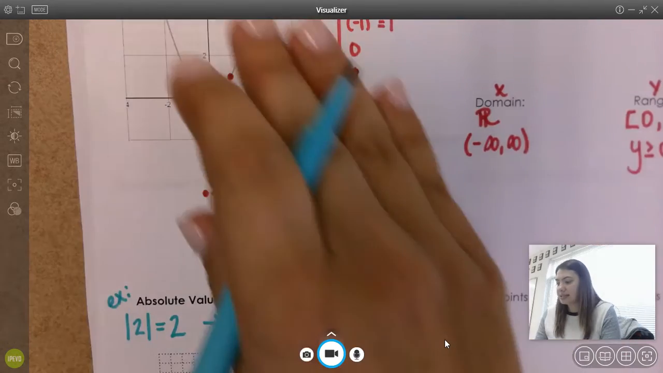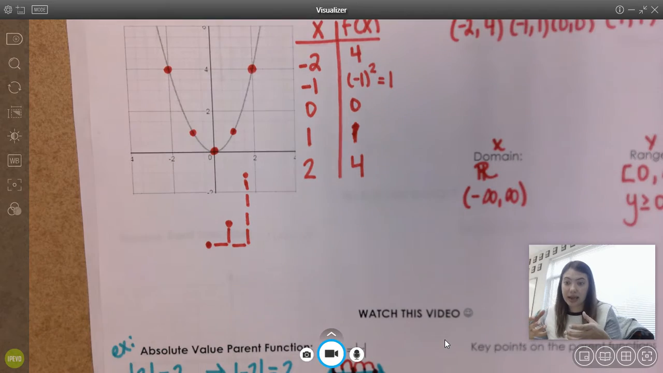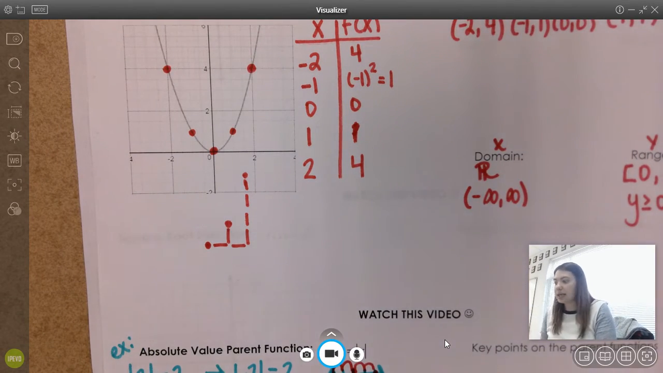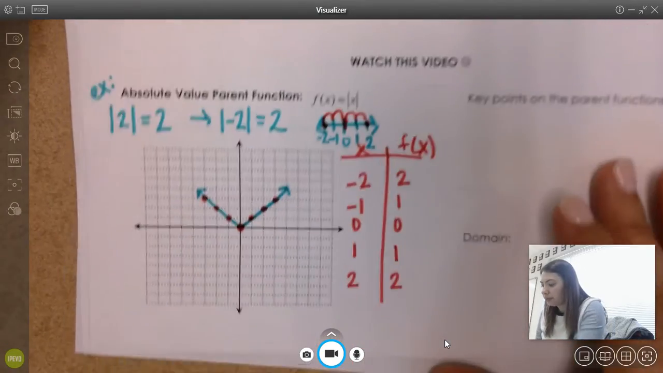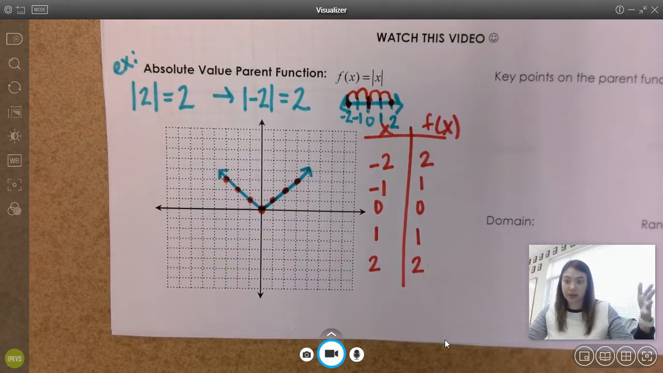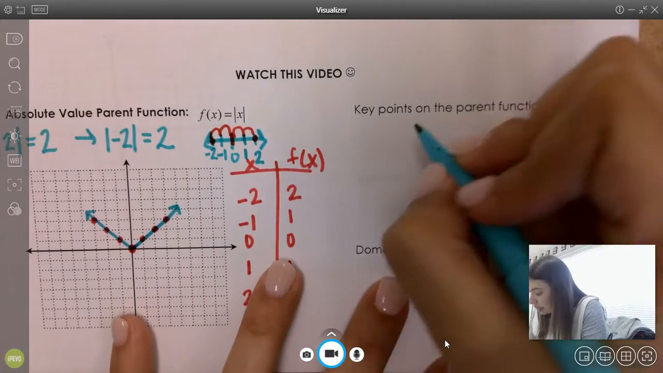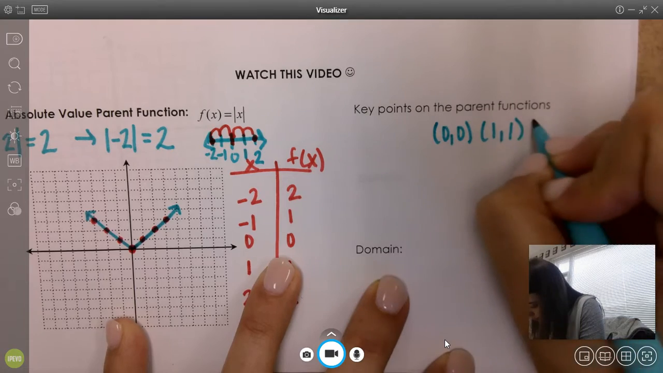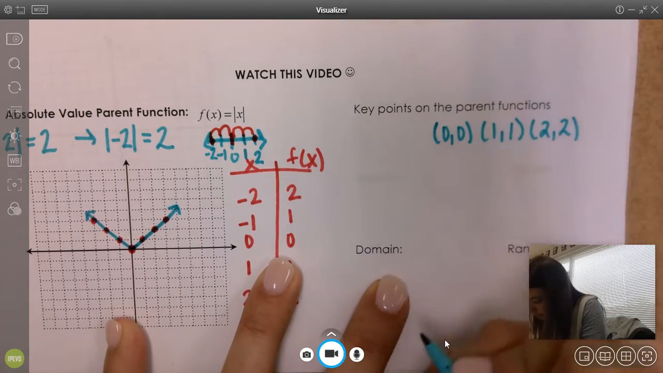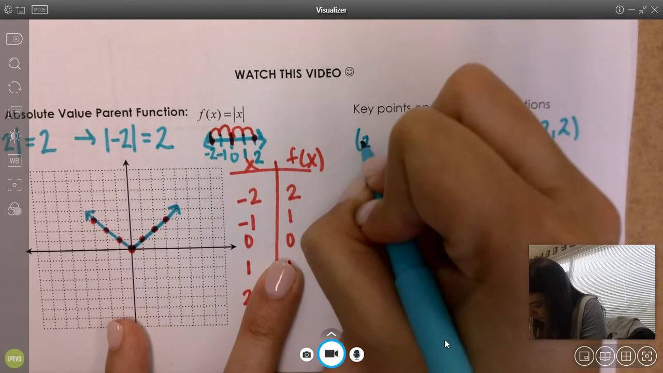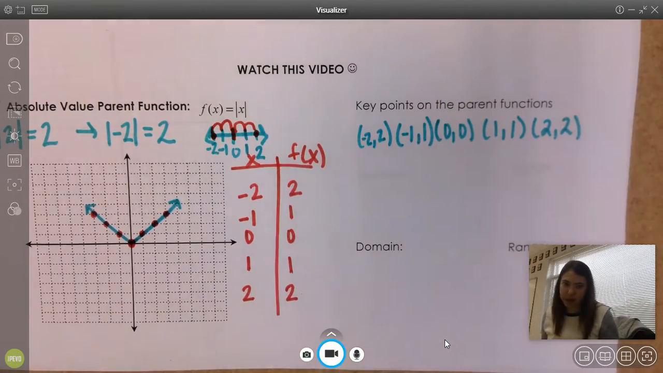So what that also tells us is that the quadratic function is moving at a faster rate, right? You're going from 2 to 4, 3 to 9, 4 to 16, whereas the absolute value parent function is moving very linearly, 1 to 1, 2 to 2, 3 to 3, 4 to 4, 5 to 5, and so on and so forth. So some of these key points that we see are obviously 0, 0, 1 to 1, 2 to 2, and so on and so forth. We can go the opposite way, -1 to 1, -2 to 2, and there you have it.